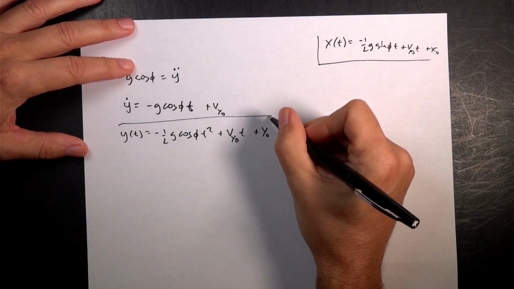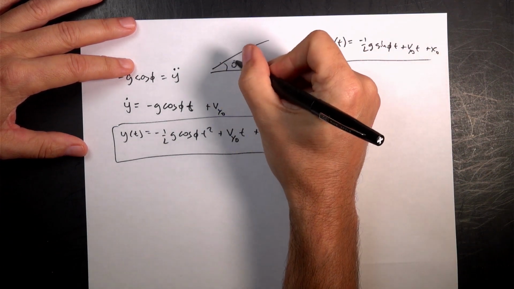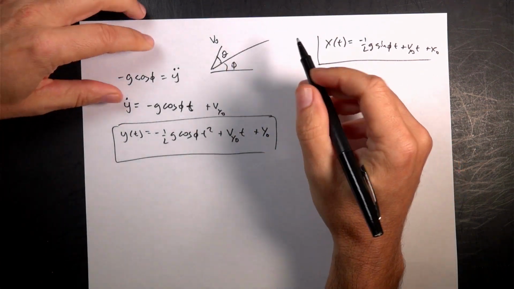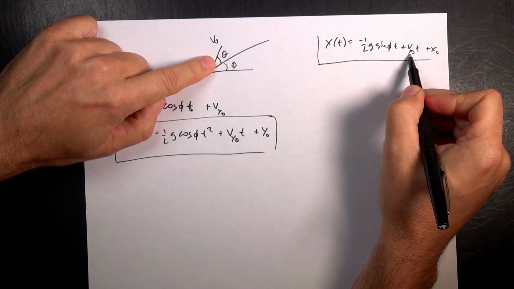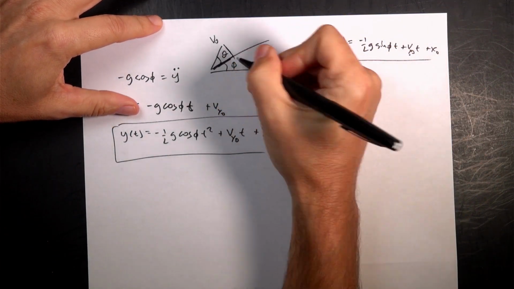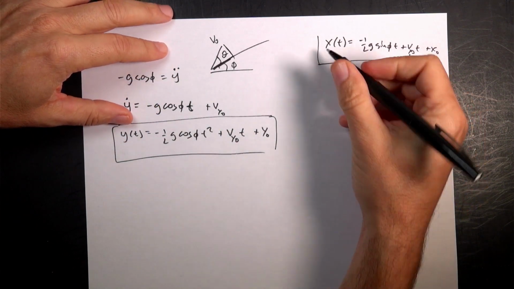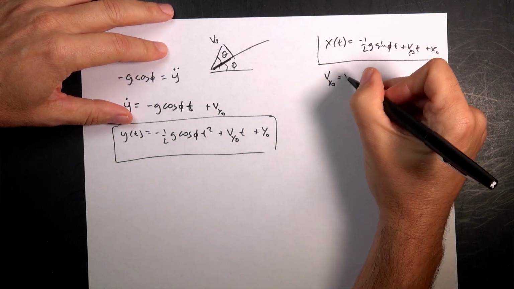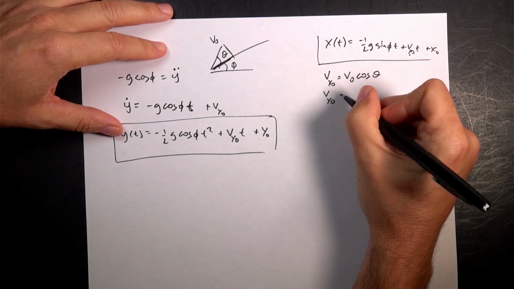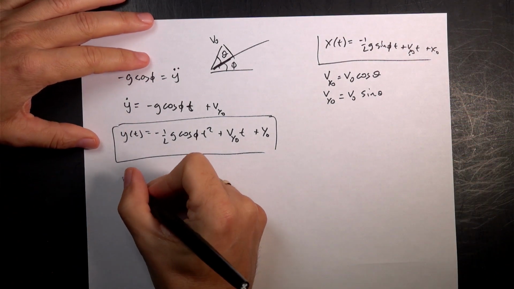Now let's do one more thing. Here's my phi, here's v0, and that's theta. I want the initial x velocity and the initial y velocity. So this component right here is the x, and that's the y. So this is the adjacent side of that right triangle. So vx0 is going to be v0 cosine theta. vy0 equals v0 sine theta. So now I get the following two equations.